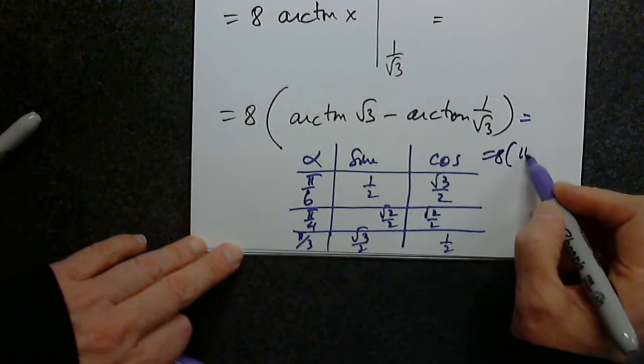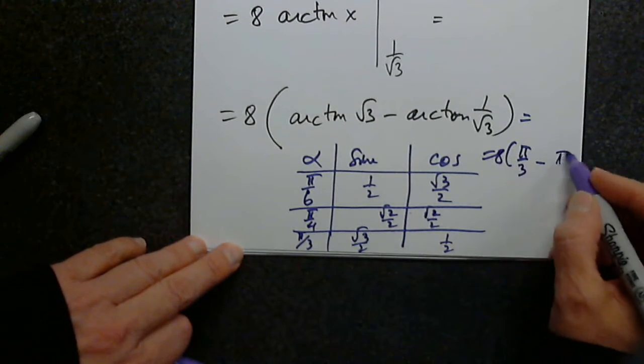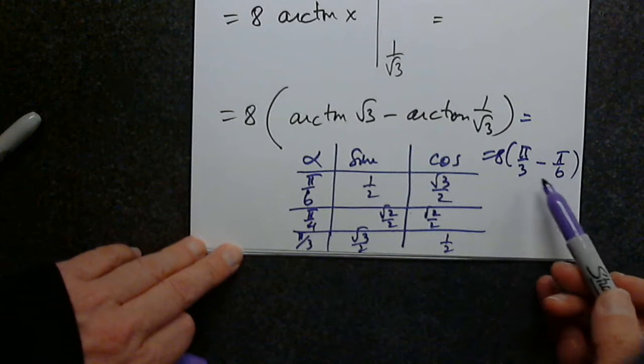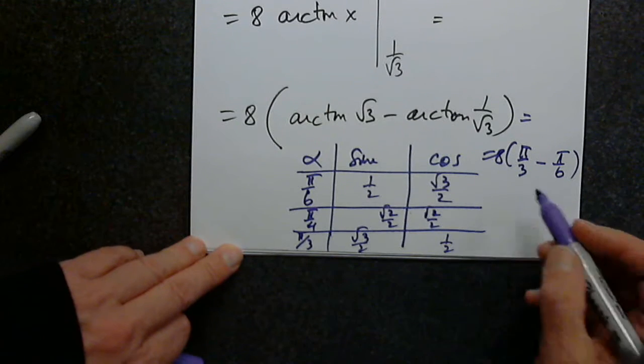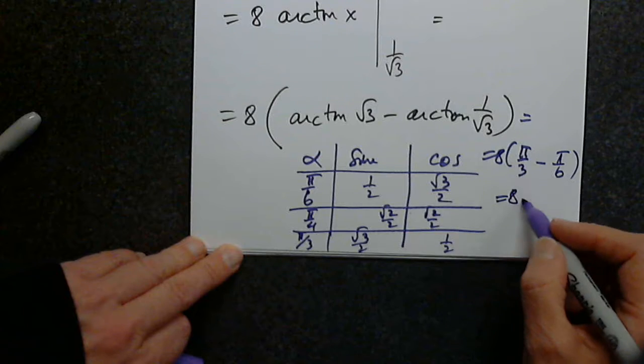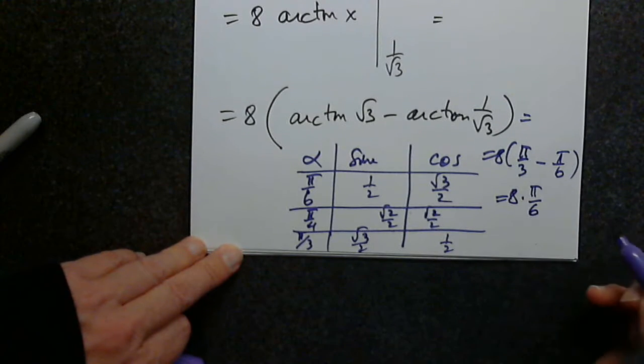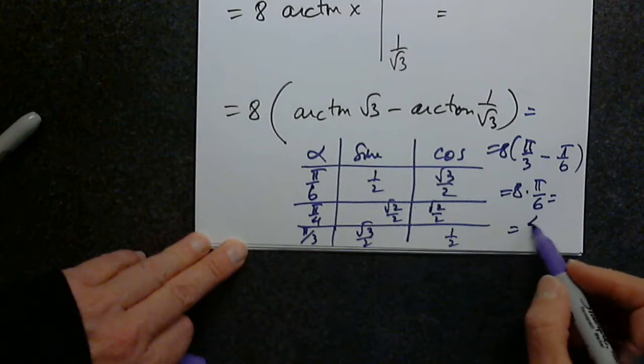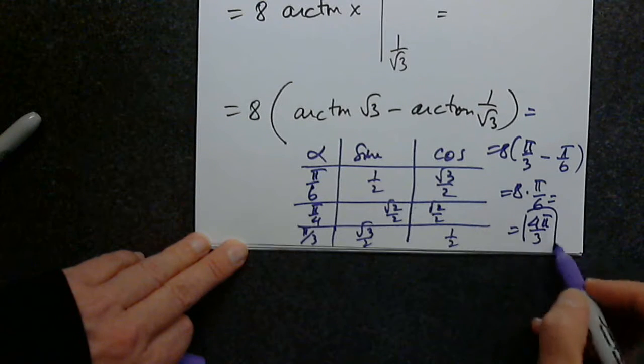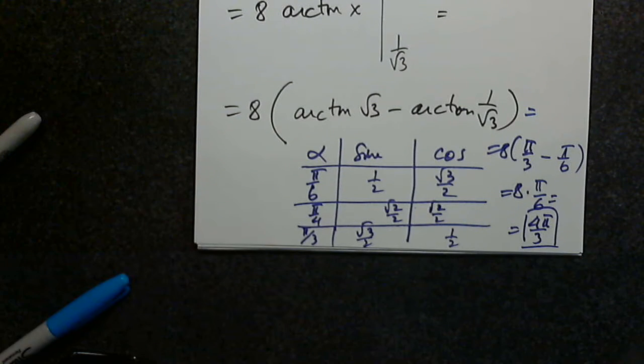So 8 times pi over 3 minus pi over 6. But 60 degrees minus 30 degrees is 30 degrees, right? So 8 times pi over 6. And you simplify, and you get 4 pi over 3. And that's it.